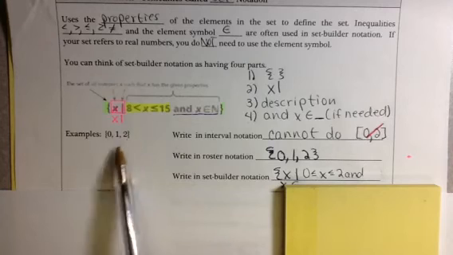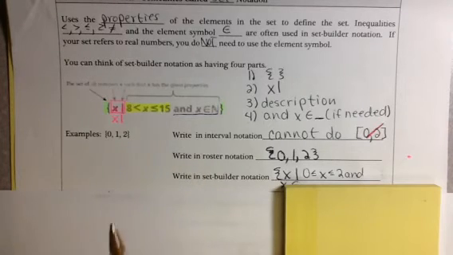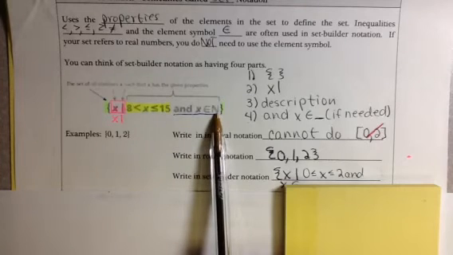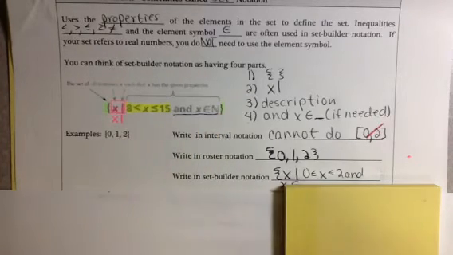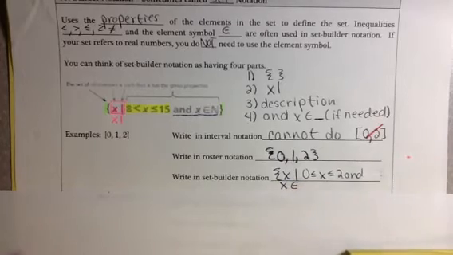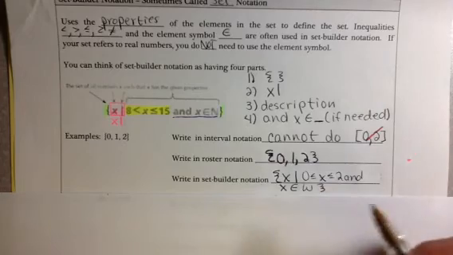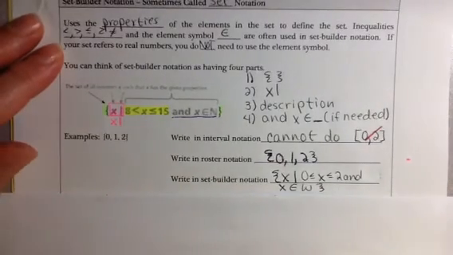Now, I don't want the decimals, I don't want the fractions, so I also have to say, and x is an element. Now, do I want the natural numbers or the whole numbers? Well, because I'm including 0, it's going to be the whole numbers. X is an element of the whole numbers, and then I close the parentheses.